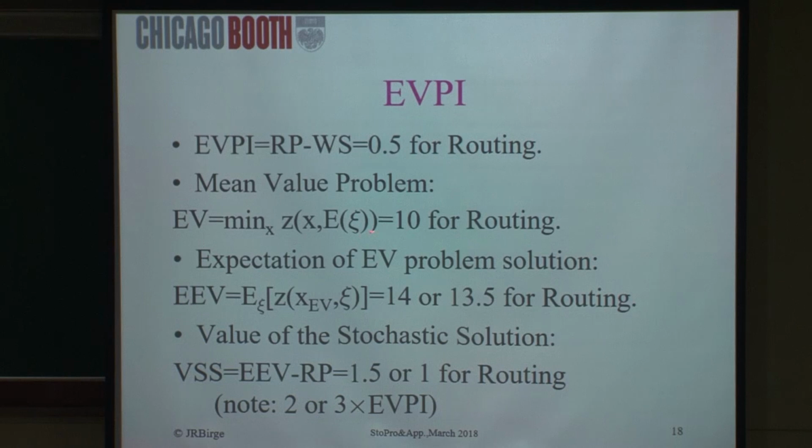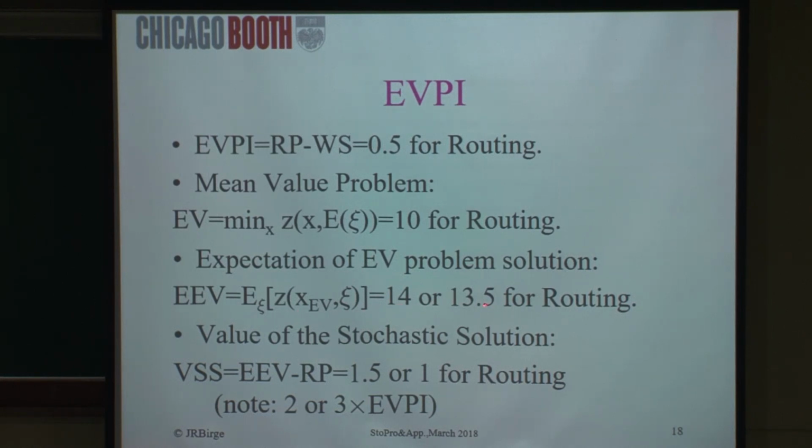But if I implement that solution, then I got this value that was either 14 or 13.5. So that means that if I use the mean value problem, use the deterministic problem, and I implement it, the value of implementing it, which I call here the expected value of the expected value problem, so a double EV, is either 14 or 13.5. So that's much worse than what I get in this problem here.